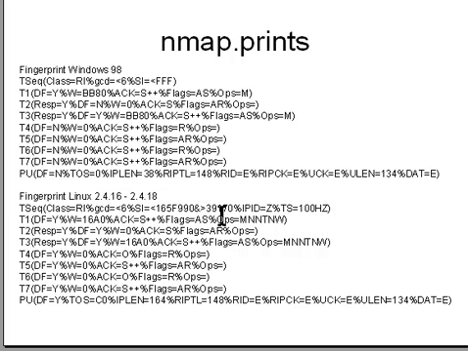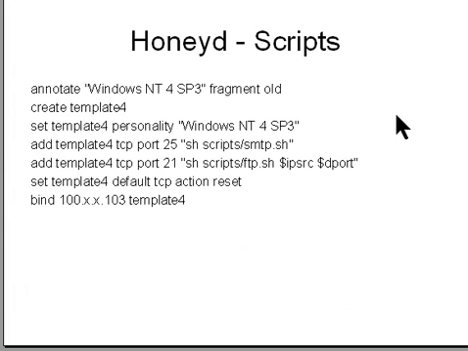This is something from the nmap.prints file. It's the fingerprints for the Windows 98 TCP stack, and a fingerprint for the Linux kernel 2.4.16 to 18 stack. And this essentially is what allows honeyd to emulate the TCP stack of these operating systems, and there's dozens and dozens within this file, nmap.prints. So that's already configured for you.